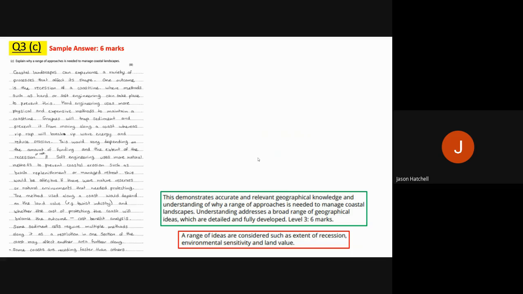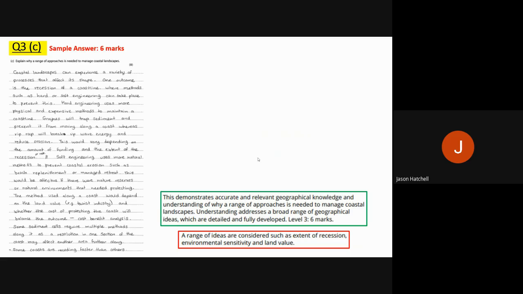It's fully developed. However, it did not get 8 marks because what it doesn't do is consider a range of ideas such as recession rates in further detail, or the environmental sensitivity of an area, or the land value of an area, being the reason why you might approach places differently. So, to get 8 marks in this answer, you need to show that, for example, land value is taken into consideration, environmental sensitivity and nature is taken into consideration, and actual recession rate, whether it's worth saving or not in some areas.